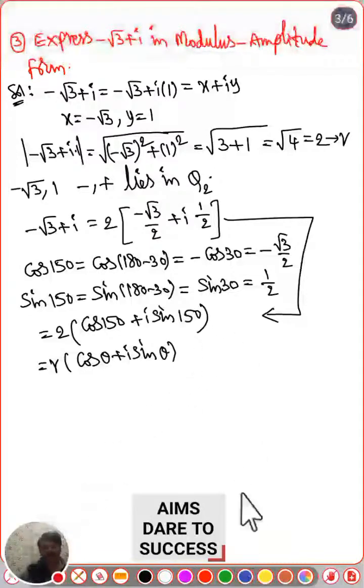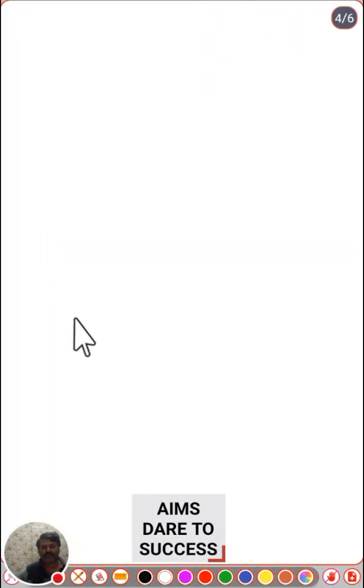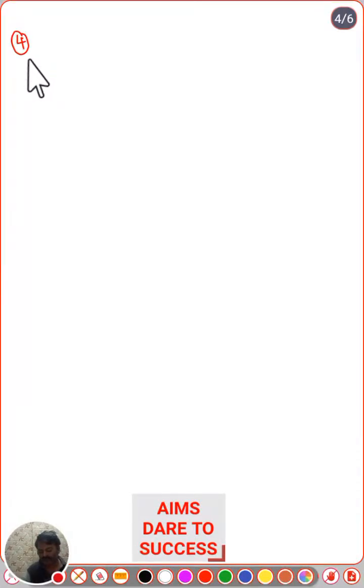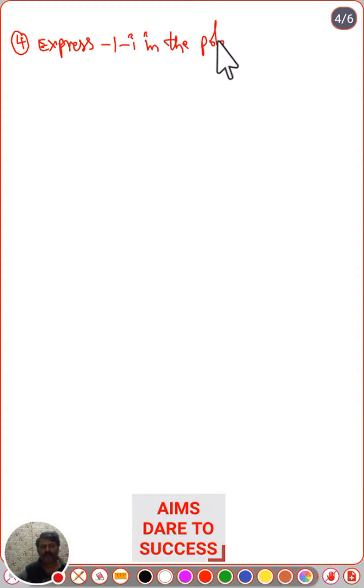Okay, now I can take one more question, same like this concept, modulus amplitude form. Now the next problem: express minus 1 minus i in the polar form or modulus amplitude form. Okay, right.